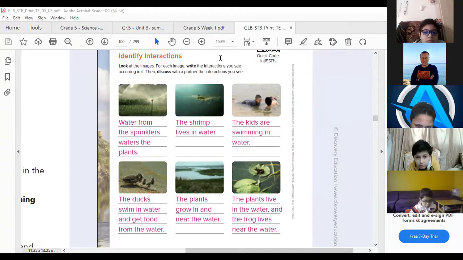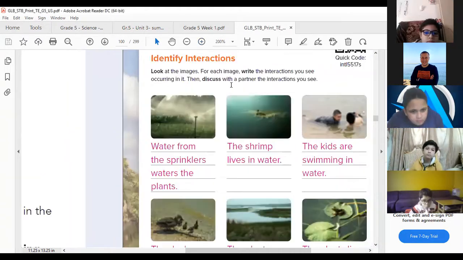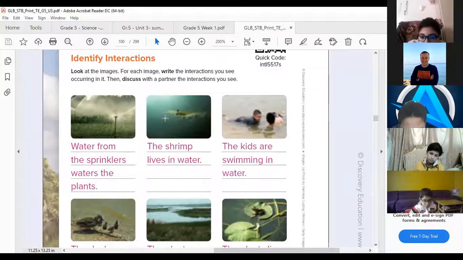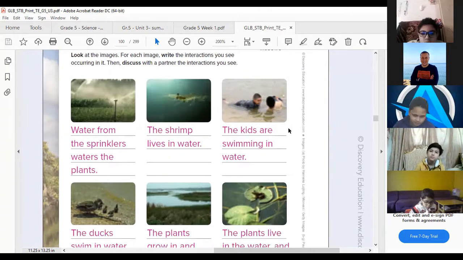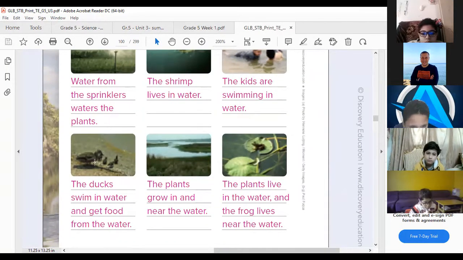Here are the pictures and what they describe. The second picture is a shrimp that swims in the water. The third picture shows kids swimming in the water as well. The first picture in the second line shows ducks. They swim in the water and also find food from the water. These plants grow near the water because plants need water as well. Then we have these plants, and this is a frog sitting above this plant. The plants live in the water and also the frogs live near the water as well.